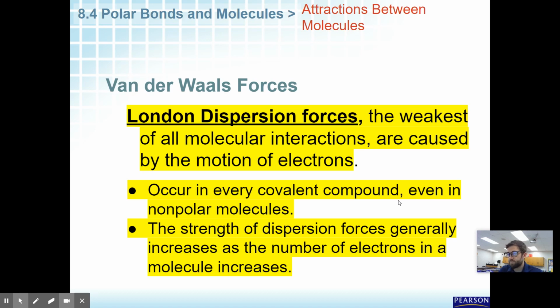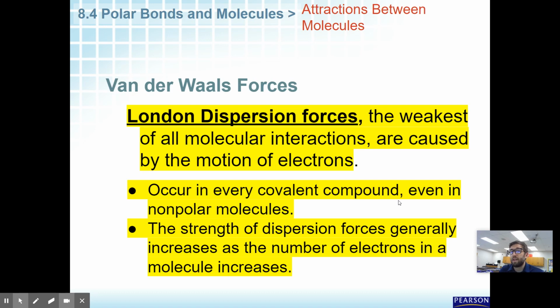They're not all created equal, though, these London dispersion forces. Generally speaking, the larger the molecule is, the more electrons it has. That gives it more opportunities to have these forces, because the more electrons you have, the more opportunities for them to interact with one another and create this very weak force between two different molecules.